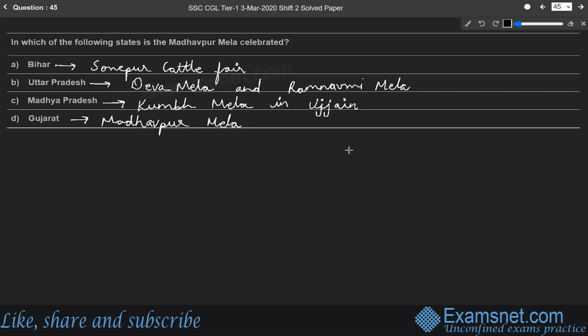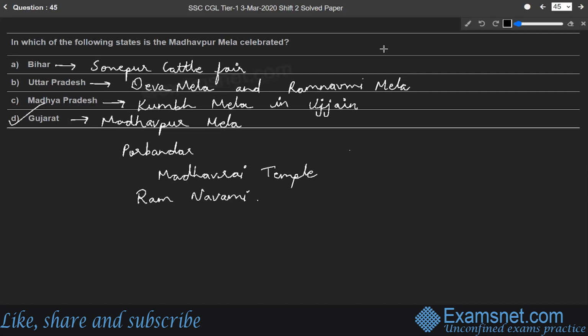Madhavpur lies on the seashore, which is close to Porbandar, and it also has a site that is marked by a temple, which is Madhav Rai Temple. And do you know on which day Madhavpur Mela is celebrated in Gujarat? This Mela is celebrated in Gujarat on the festival of Ram Navami. So for this question, the correct option is option D, which is Gujarat. I hope you are clear with this question.